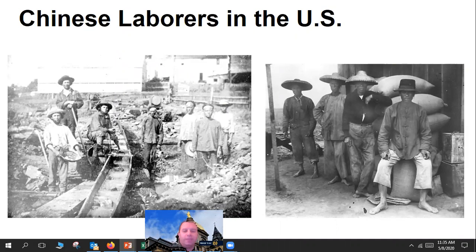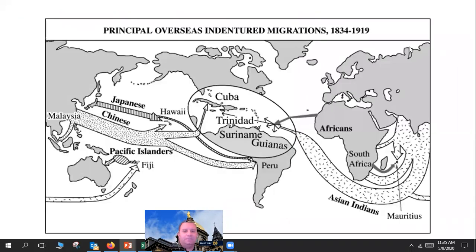Again, we know why the Chinese came here. We know that it was cheap labor. You can see that they worked both in the gold rush, that's them over here on the left, as well as on the plantations in the south. I don't know what's in those sacks. If I had to guess, I would say that it's probably sugar, but that is a guess.